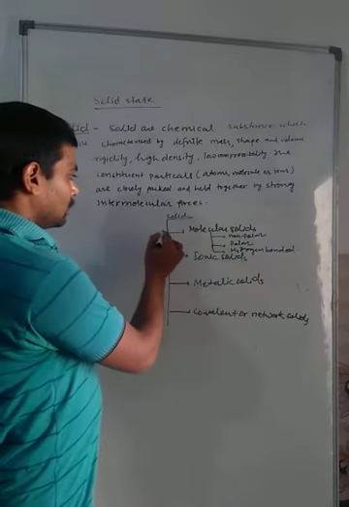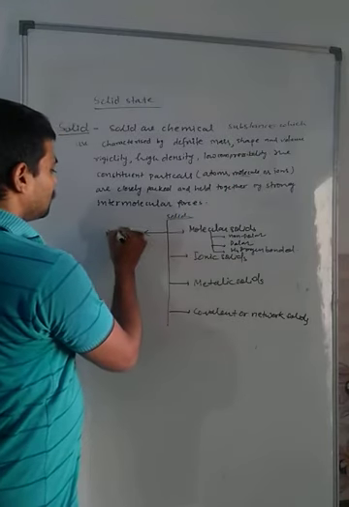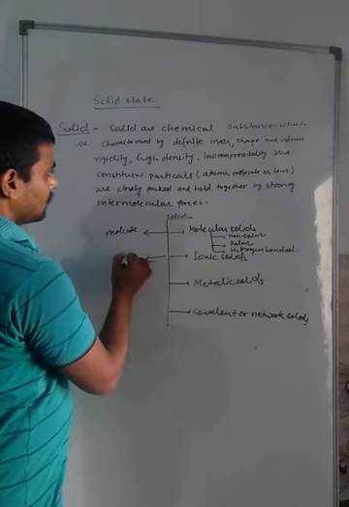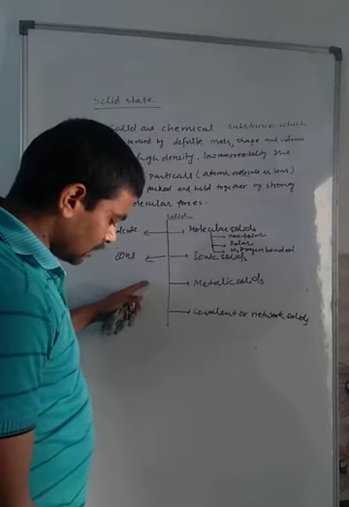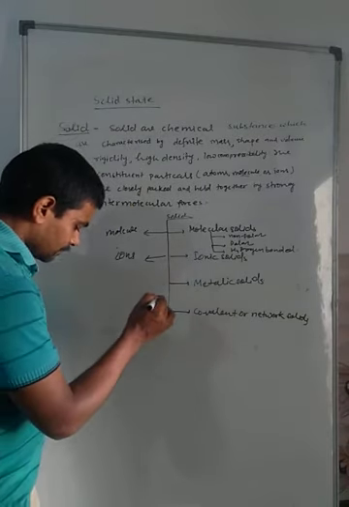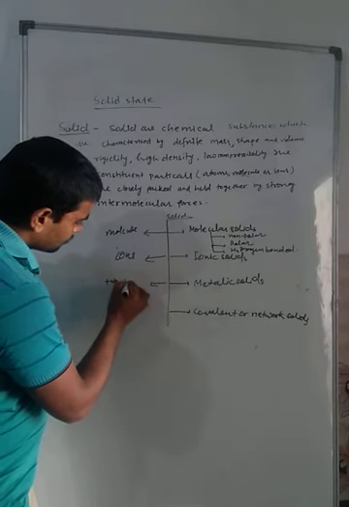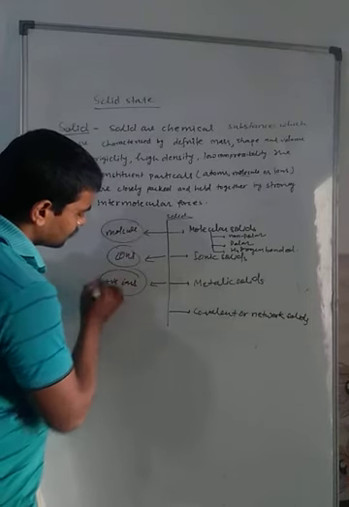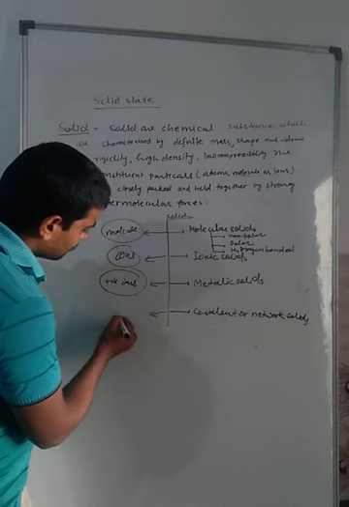In the case of molecular solids, the constituent particle is the molecule. In ionic solids, it is ions. And in the case of metallic solids, the constituent particles are positive ions and atoms.